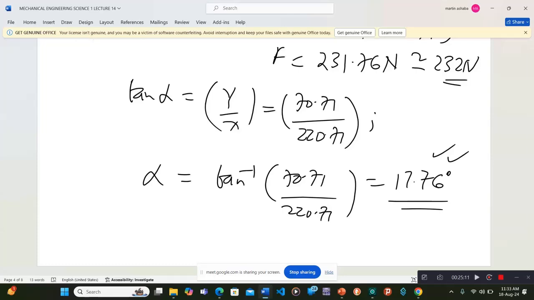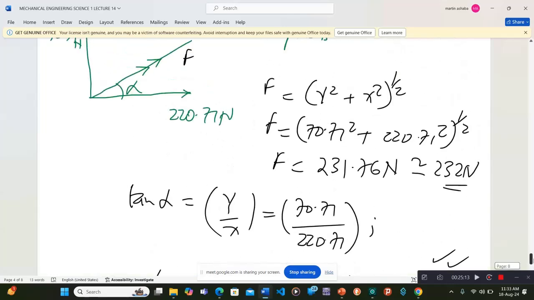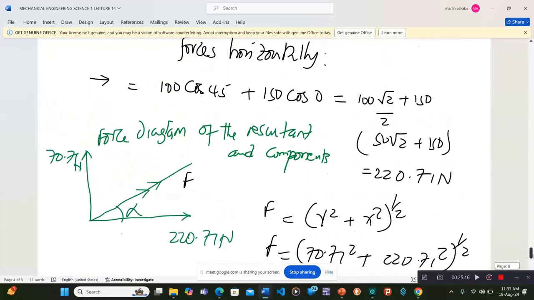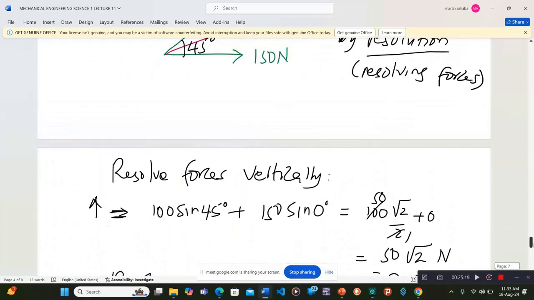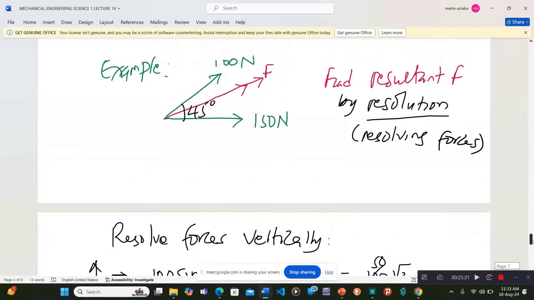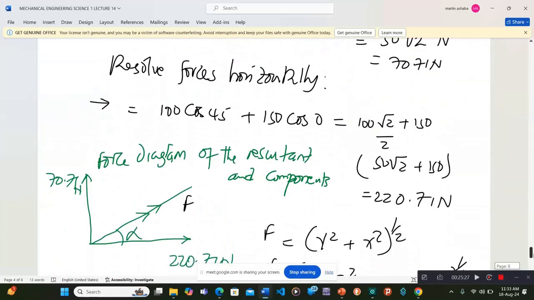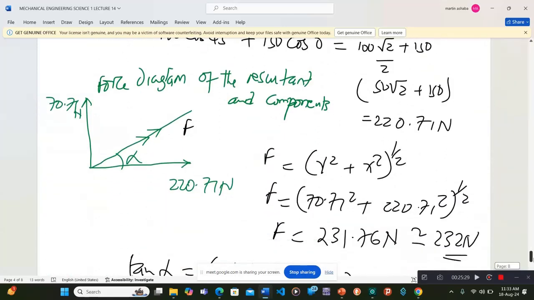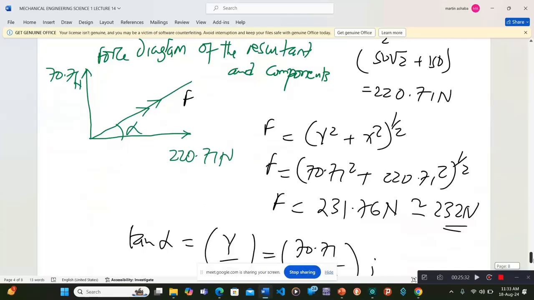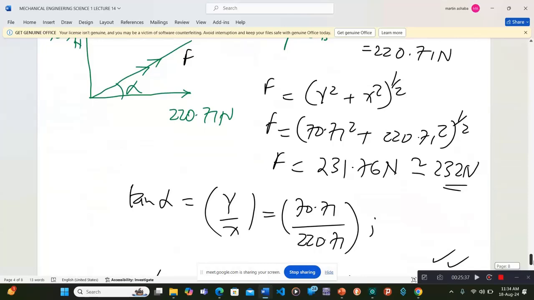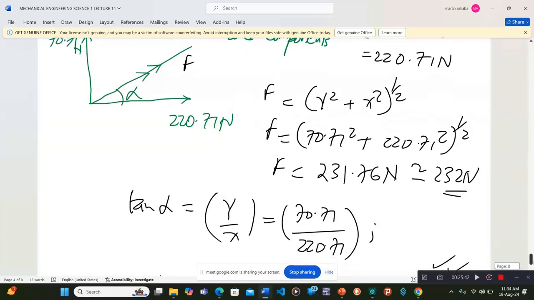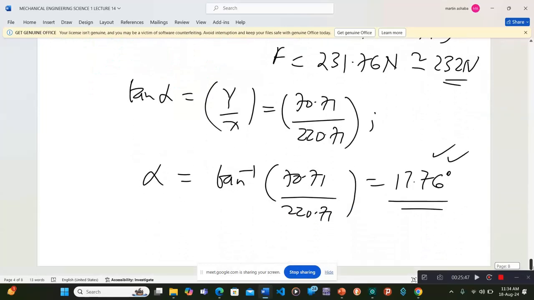So in summary, you need to break down the force. You break down those forces into the horizontal components and vertical components. After getting the horizontal and vertical components, you use Pythagoras theorem to get the resultant: y squared plus x squared, you take a root. Then you use the tan ratio, which is opposite over adjacent, and you'll be able to get the angle that force makes with the horizontal. And that's all.